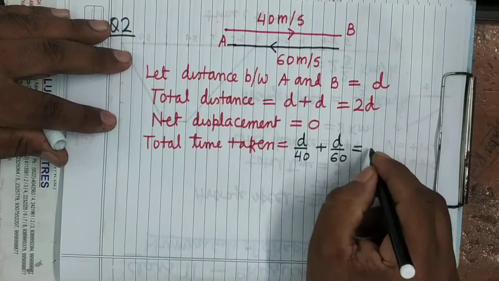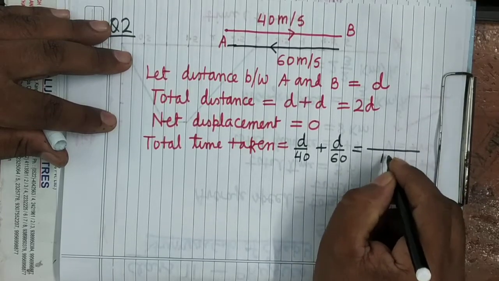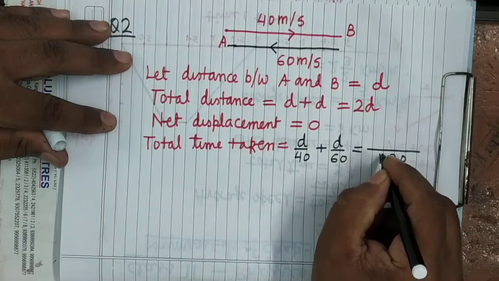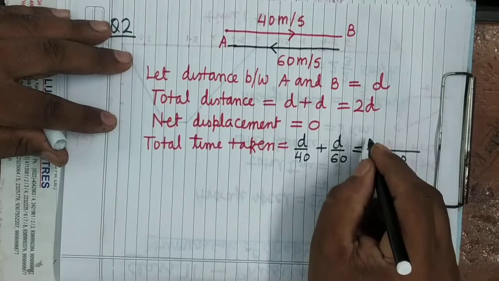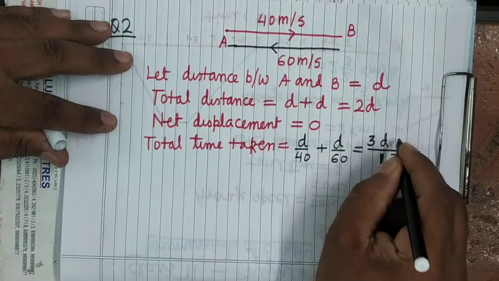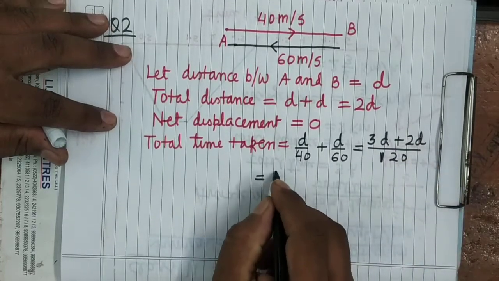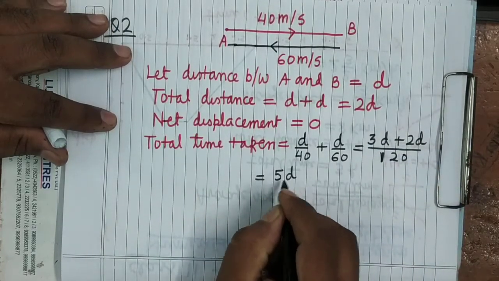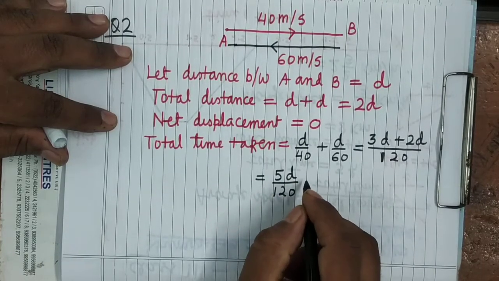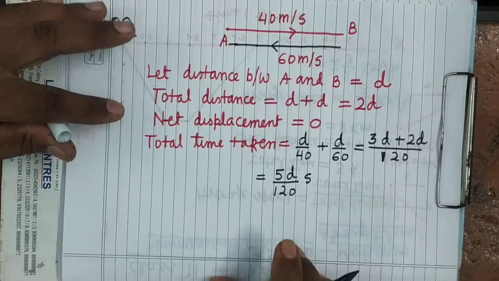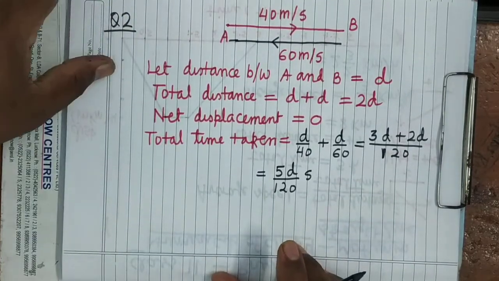What is the LCM? LCM will be equal to 120. So 40 you divide, that is 3d. 60, that is 2d, equals 5d upon 120. This is the total time. Is it clear? So now you find out the average speed.